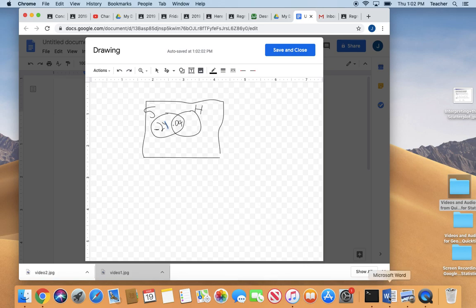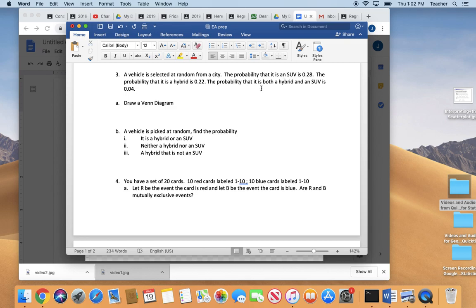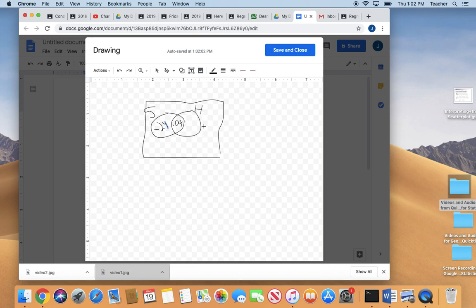The same thing for the hybrids. If you look back here, it says the probability of getting a hybrid is 0.22. But that means the entire H probability is 0.22, and these 0.04 people are inside of this circle of H. So to get this part out here, it's not 0.22, it's 0.22 minus 0.04, which is 0.18. So that's 0.18 right there.